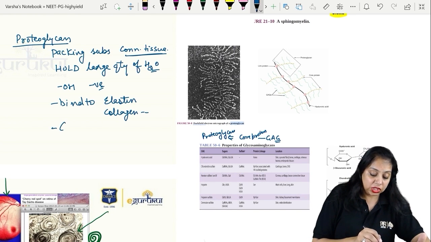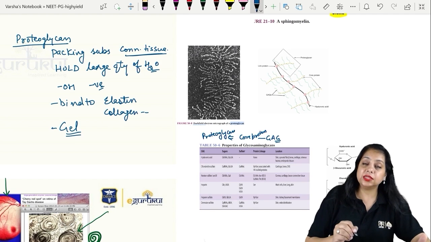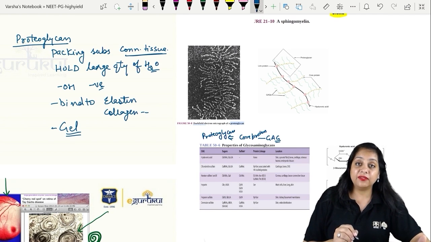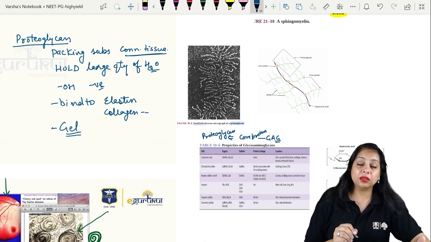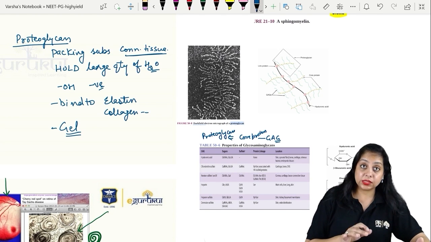And they act as a gel, since they can hold lots of water and they have the negative ions. So they attract the positively charged ions towards them. So they are osmotically active as well. This was once asked in the exam.